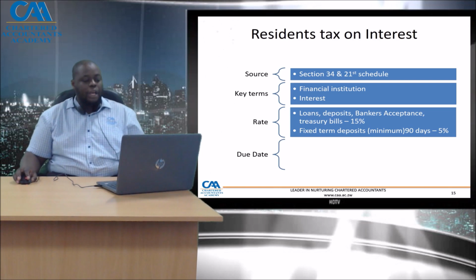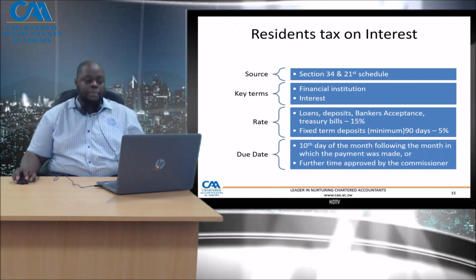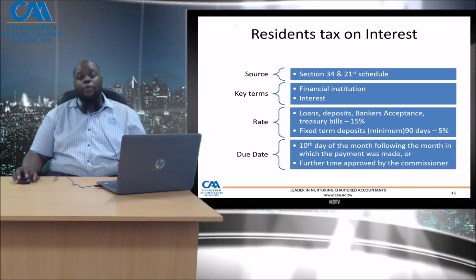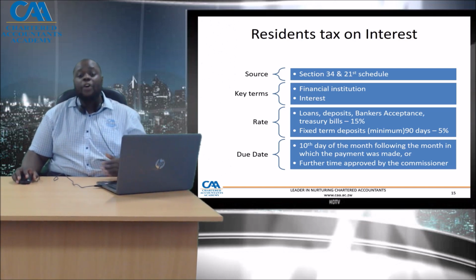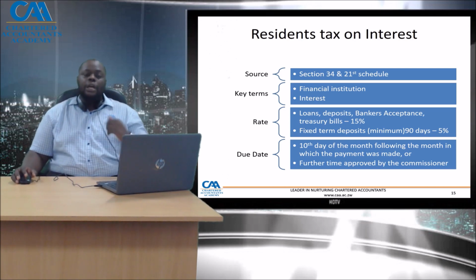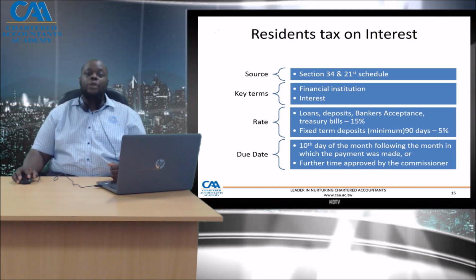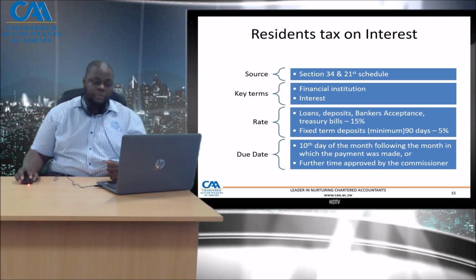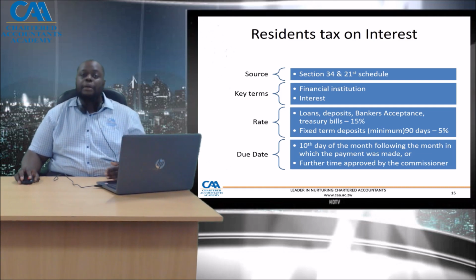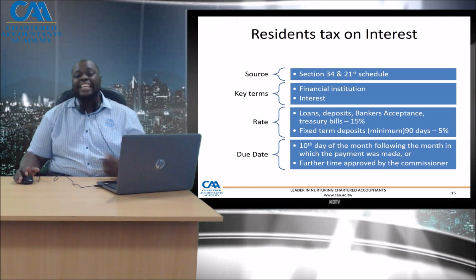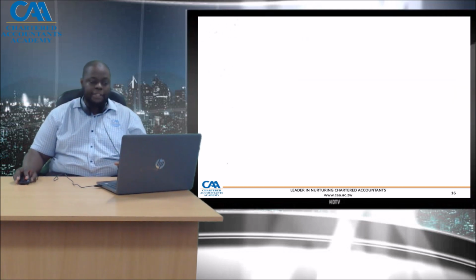Now, when's the due date for this payment? Similar to your non-resident taxes, within 10 days of making that payment, your financial institution should remit that amount withheld to Zimra. Or the commissioner may state a certain time frame within which to remit, but this is up to the commissioner's discretion. The general rule is within 10 days of making the payment.